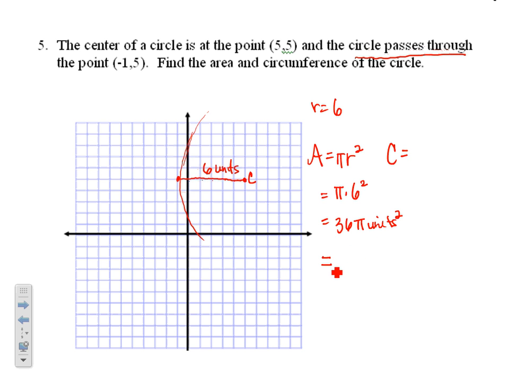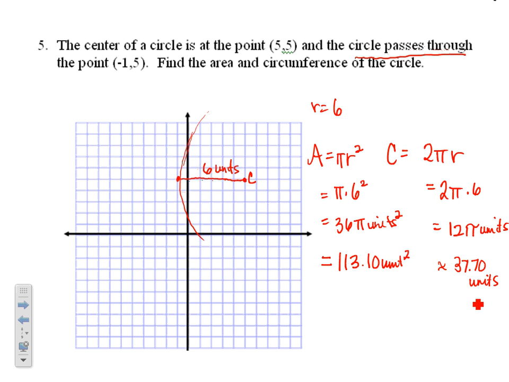If it doesn't say to leave it in terms of pi, I'm going to go ahead and find the area, estimate it, and it's going to be approximately 113.10 units squared. Okay, circumference is 2 pi r. That's going to be 2 times pi times 6. So the circumference is 12 pi units. And therefore, if I want that in decimal answer, I would say 37.70 units. Just typing that in my calculator and getting an approximation.